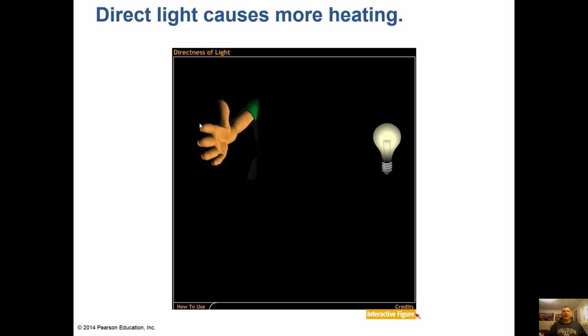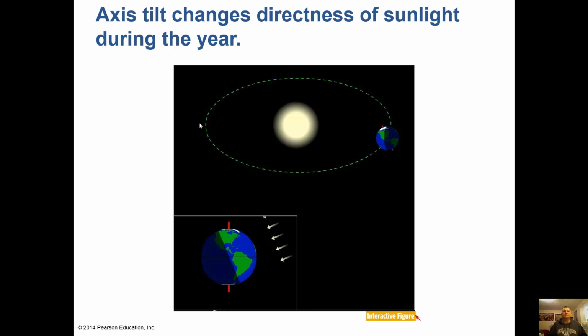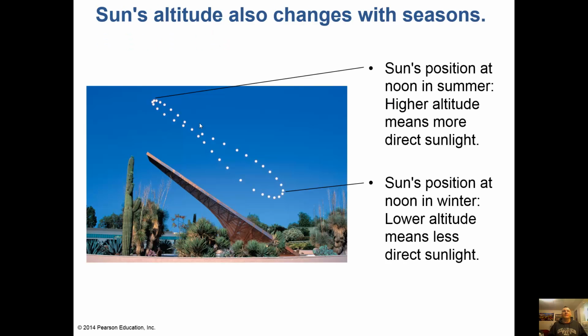Direct light causes more heating. The axis also tilts the directness of sunlight during the year. We get our most direct rays in the northern hemisphere on the first day of summer, June 21st. The sun's altitude also changes with the seasons. In the summertime, the sun is higher up in the sky and we get more direct sunlight. In the wintertime, the sun is lower in the sky and we get less direct sunlight.